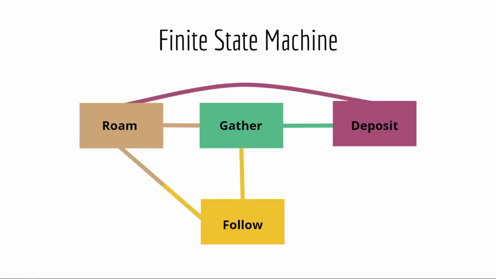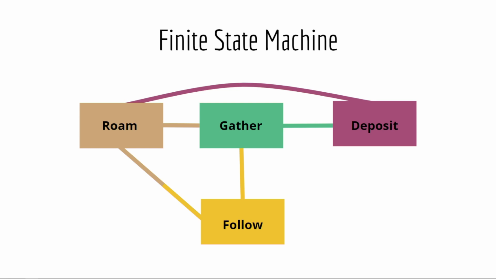So this is my logic behind the finite state machine itself. With it starting at roam, it will keep roaming around until either it finds a pheromone to follow or a food to gather. Once it reaches the follow, it'll continue following until it finds a food to gather, or if the pheromones run out, then it'll go from follow back to roam.